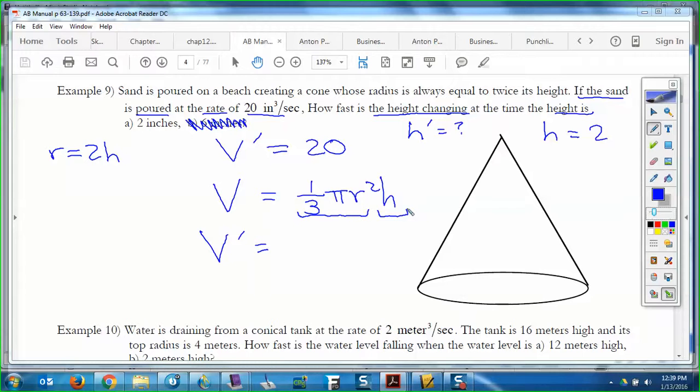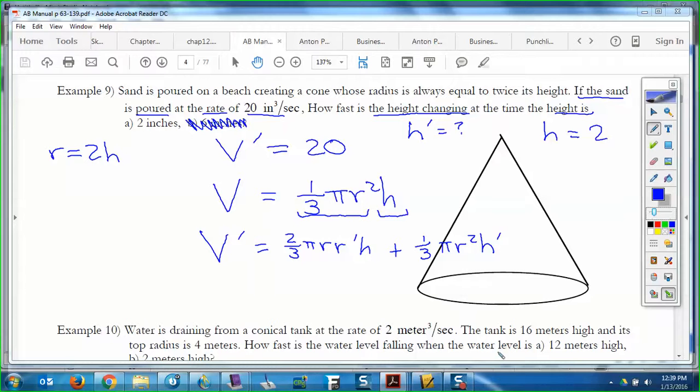Okay? So let's do the derivative of the first. So 1/3 pi r squared, what's the derivative? 2/3 pi r prime. So you do the normal derivative, you tack on an r prime, and then you leave the h alone. Plus 1/3 pi r squared, derivative of h prime. So now, after you've done the derivative, now it's time to start plugging in stuff.